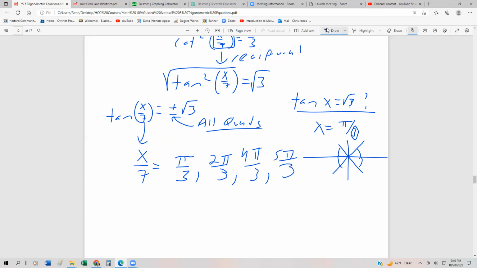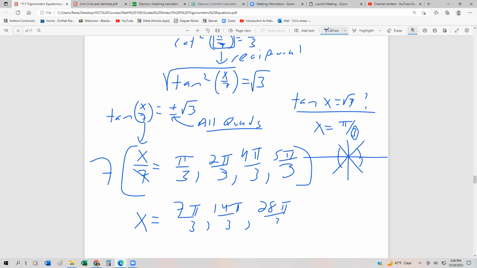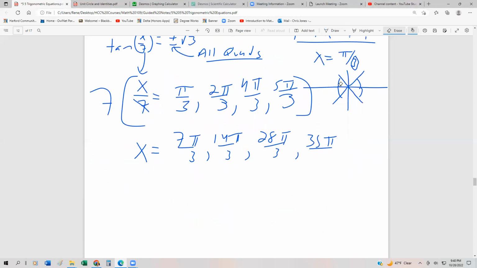Now, we're going to multiply both sides by 7 to clear this denominator out. And so we end up with 7 pi over 3, 14 pi over 3 by multiplying by 7, and then 28 pi over 3, and then 35 pi over 3. Those would be our solutions.